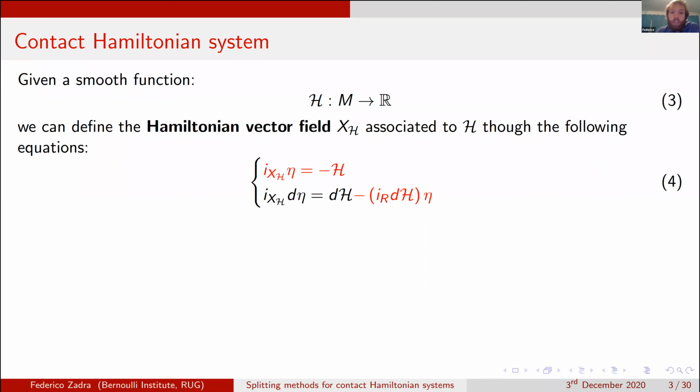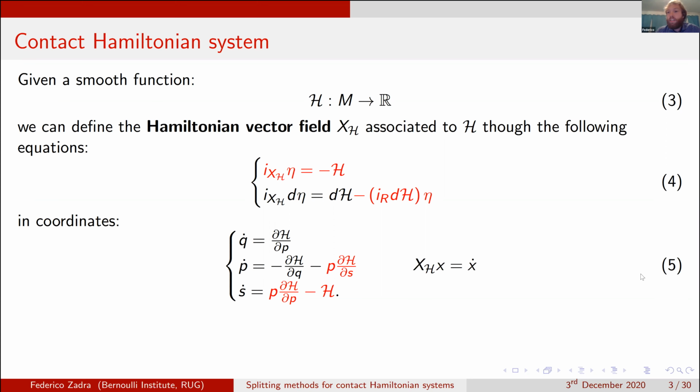We show that there is a new equation, the first equation, which describes the projection on eta, while in the second equation we have an additional term due to the contact structure. In coordinates, we can see this difference too. In particular, we have an additional term in the equation for the time evolution of the momenta.